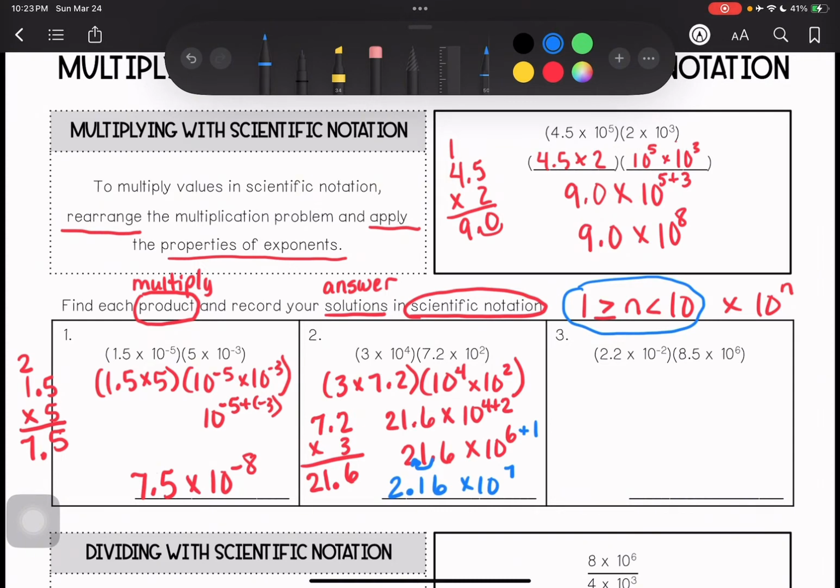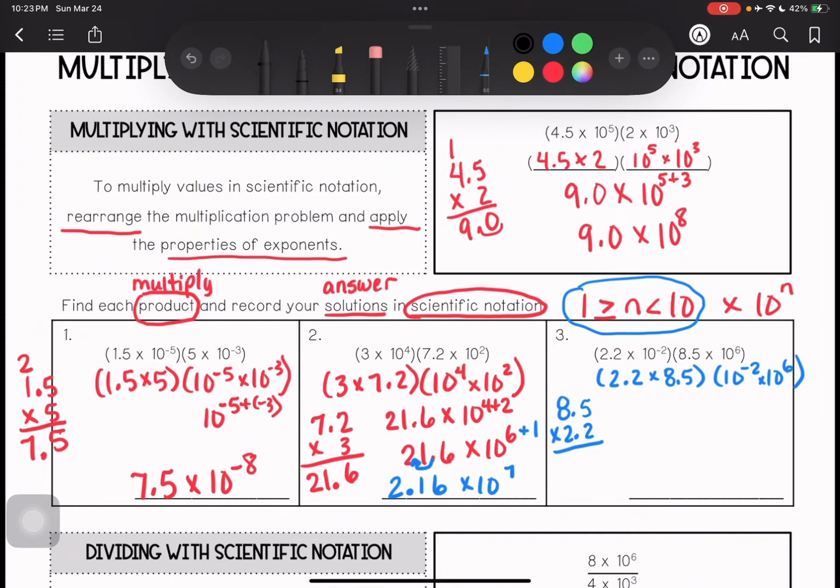Number 3. My numbers that are being multiplied are 2.2 times 8.5, and we multiply 10 to the -2 times 10 to the positive 6. So we can multiply our decimals here out to the side. It doesn't matter which order you put it in. I could have put 2.2 at the top. It doesn't matter when you're multiplying.